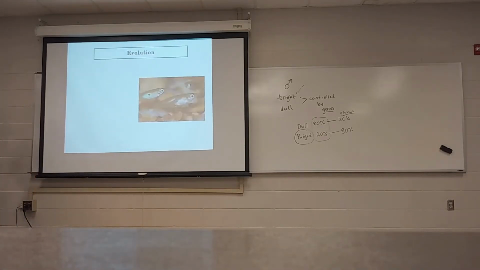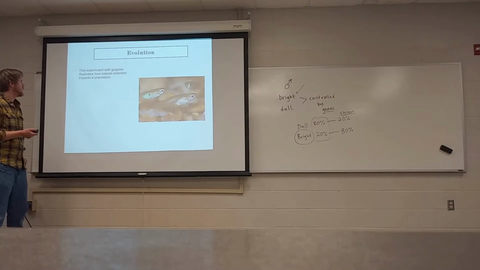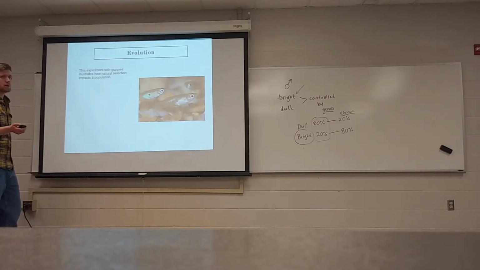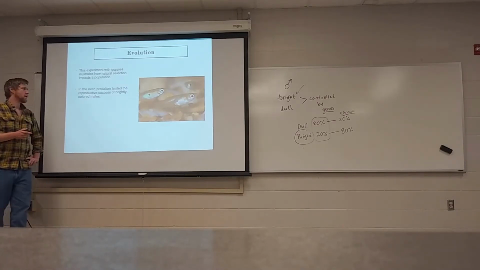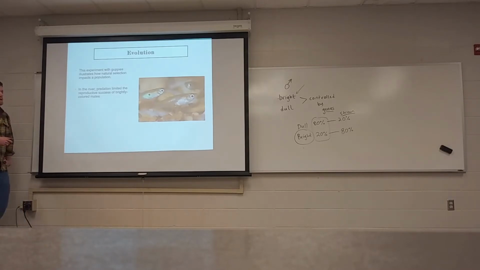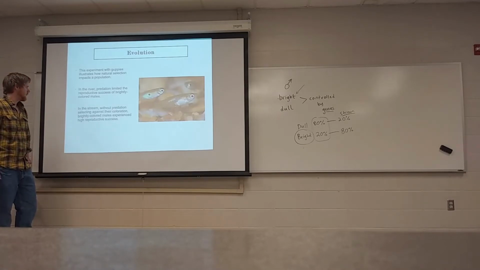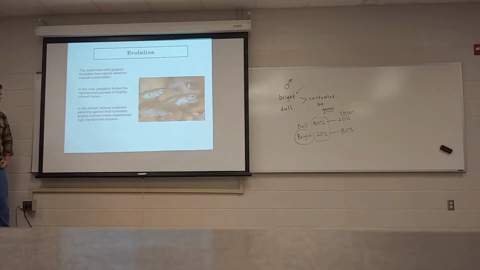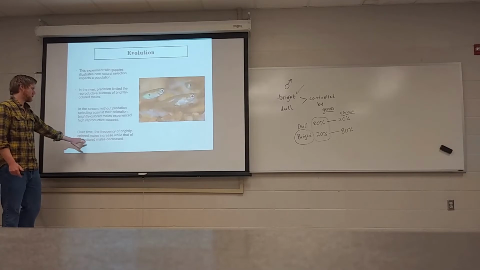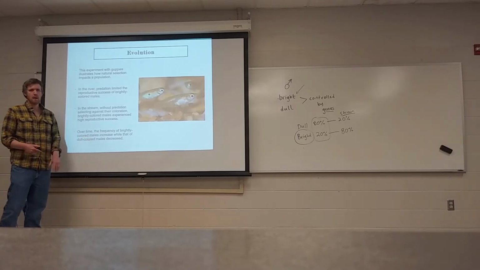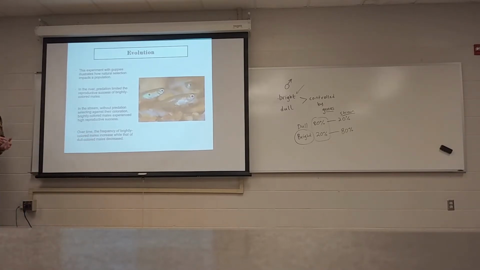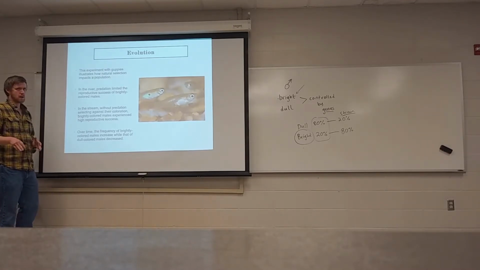So here's a quick summary of that in writing. This experiment illustrates how natural selection impacts the population. In the river, predation limited the reproductive success of brightly colored males. They were not very fit in the river. However, in the stream without predators, the brightly colored males were now the most fit fish. And over time, we saw an increase in the frequency of the brightly colored males, and thus the frequency of that particular gene increased while the dull coloration gene decreased over time.